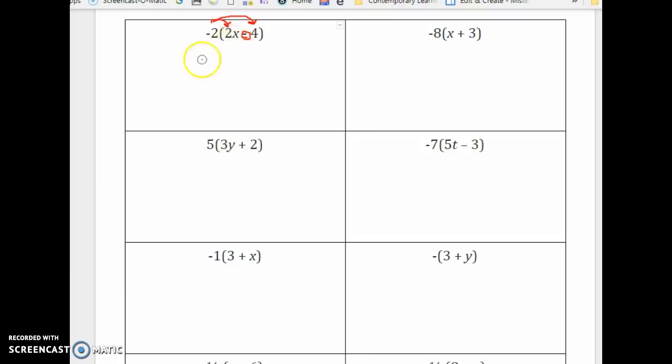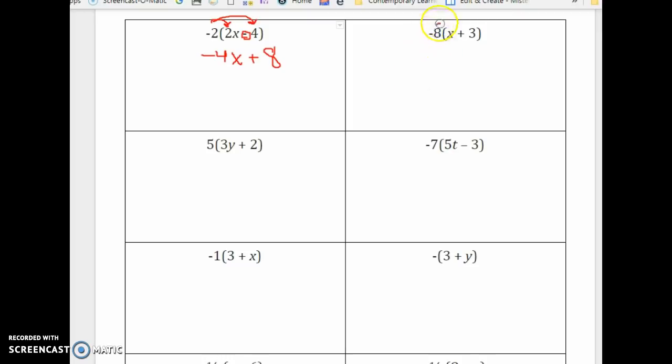-2 times positive 2x. Think about it for a second. It's -4x because there's an x there. I can't do anything with it. But now I have a -2 and I have a -4. A negative times a negative is a positive, so I should write plus 8. And there's nothing more to do. This is just simplifying this.